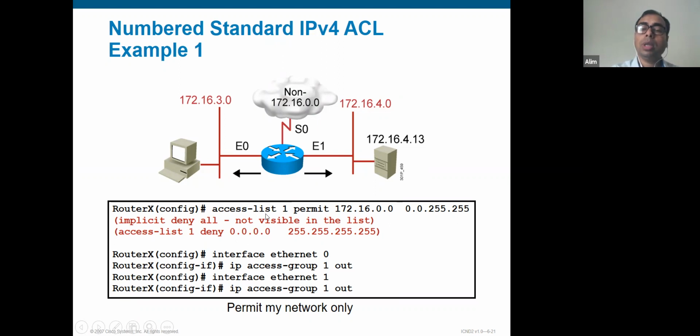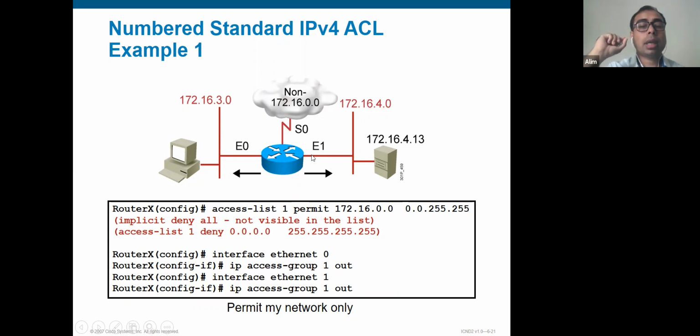At first, we define whether we permit or deny. In access list 1, permit 172.16.0.0, then wildcard mask 0.0.255.255. With this, we just permitted. But this statement is not sufficient to control traffic. Traffic will only be controlled when you apply it to a specific port, the router's port. Here are the other two ports, Ethernet 0 and Ethernet 1.